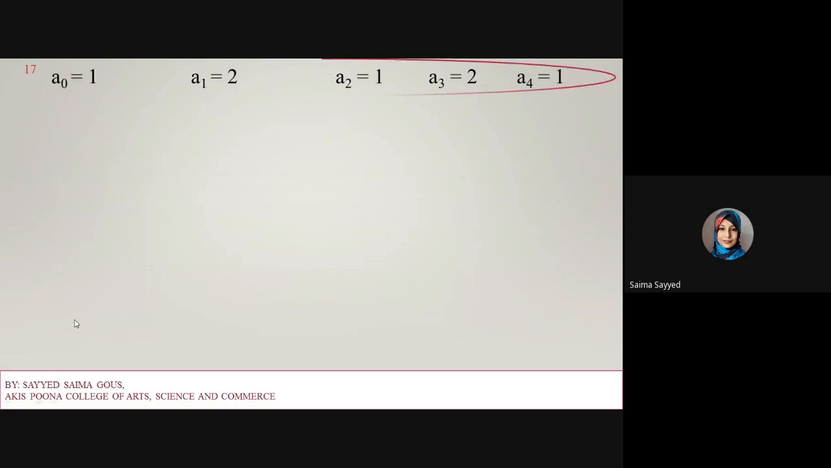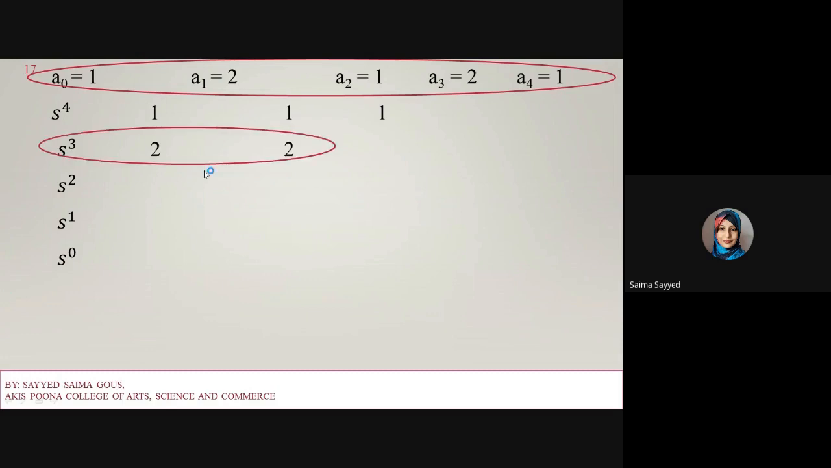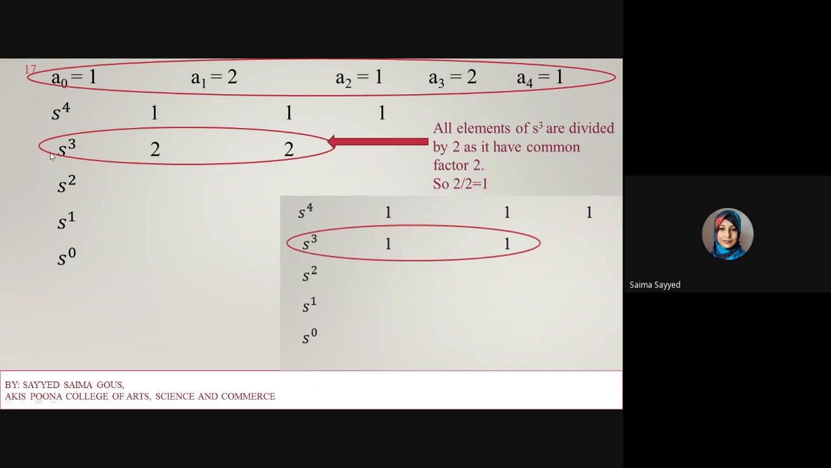Next step, form an array. Using these coefficients, we are going to form the array. So s^4 will be a0, a2, and a4, so all values are 1. Then s^3 will be a1 and a3, so 2, 2. Then form b1, b2. Now here, in this particular row s^3, all elements are divided by 2, as they have common factor 2. So divide this whole row by 2 and it becomes 1, 1.